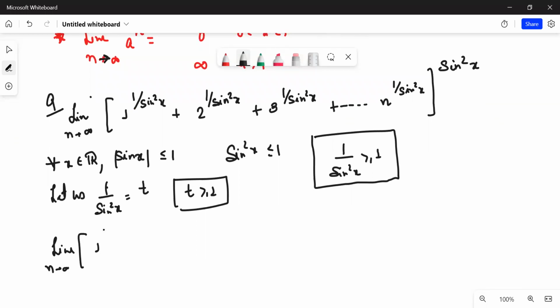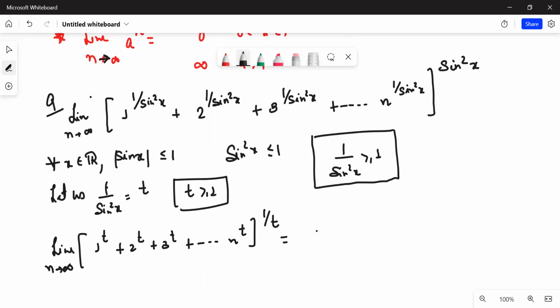This is simply writing 1 to the power t, 2 to the power t, 3 to the power t, and so on up to n to the power t, and then there would be raised to the power 1 over t. What do you think can be done? Whenever you have n tends to infinity, what is one thing that you do? You take the largest term common, isn't it? Yes, this is what you do.